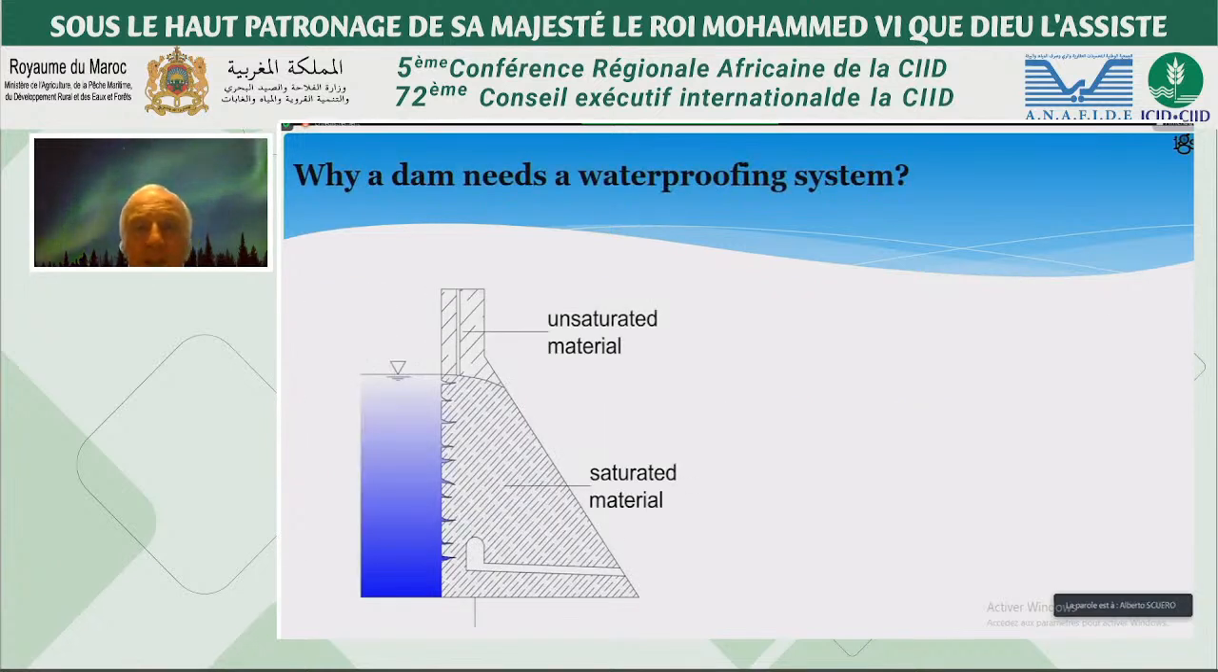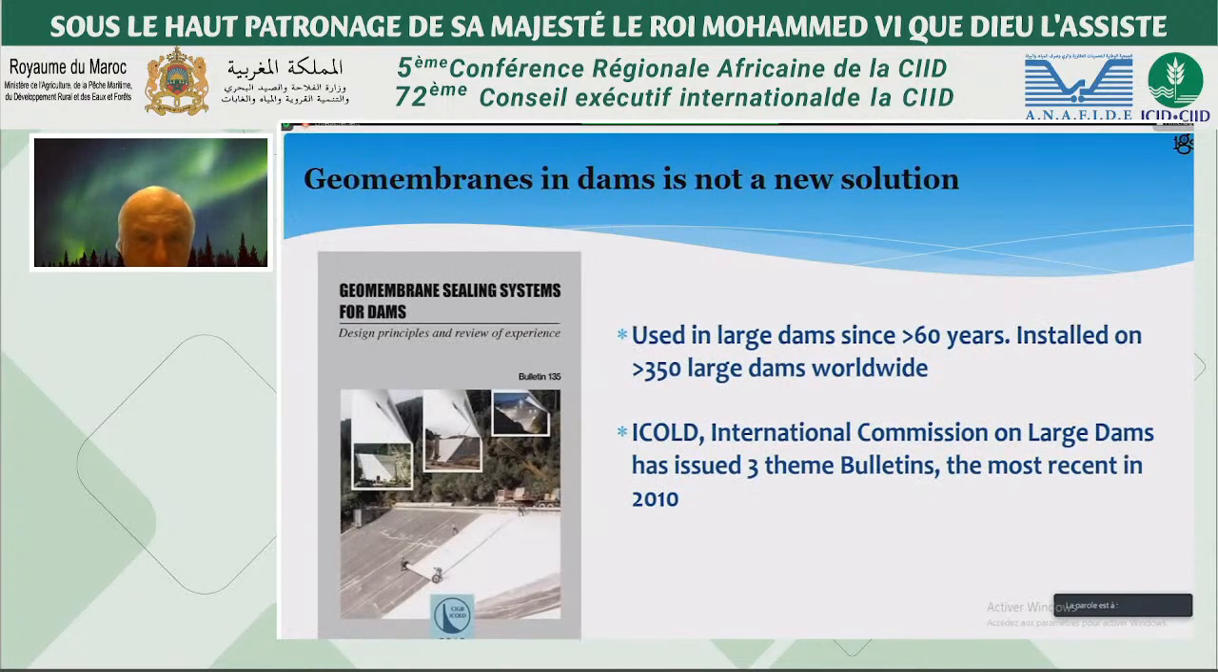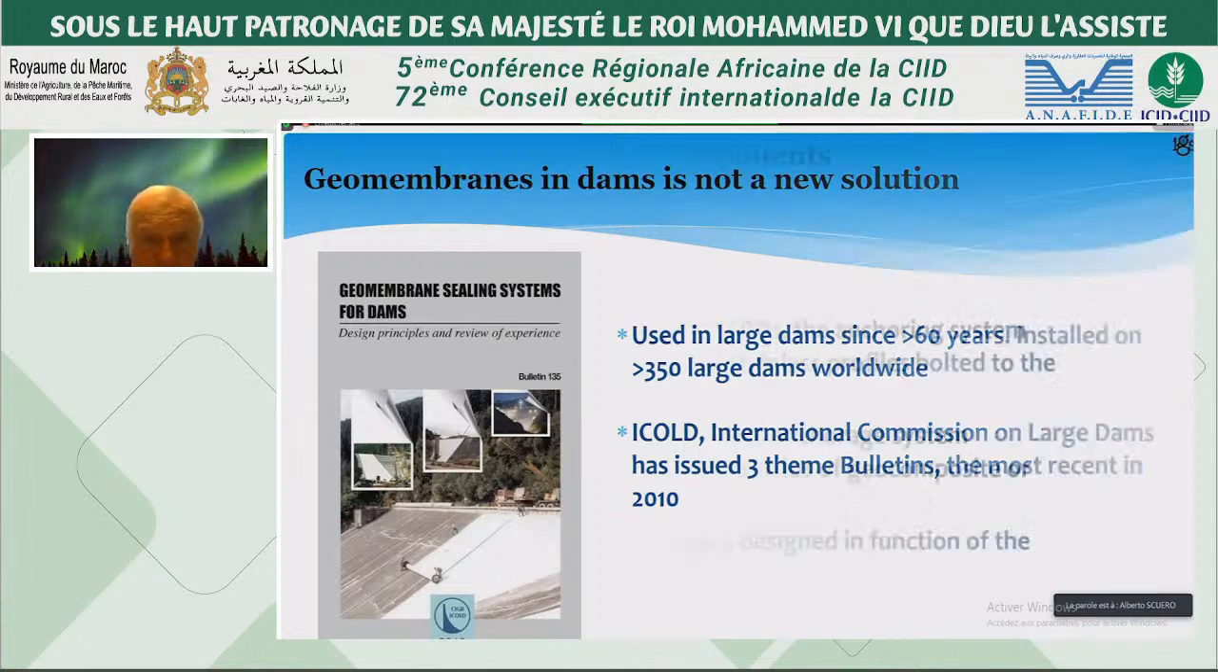Why does a dam need a waterproofing system? Infiltration of water through the dam deteriorates the structure and affects the stability. The waterproofing system might intercept the seepage and drain it out. Geomembranes in dams are not a new solution. They have been used in large dams for more than 60 years and installed on more than 350 large dams worldwide. ICOLD, the International Commission on Large Dams, has issued three bulletins on the theme, the most recent in 2010.